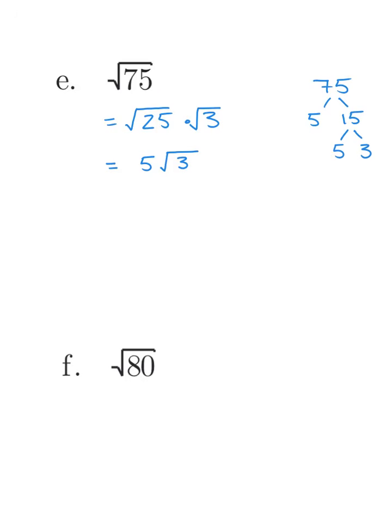So if we go with the prime factorization method, we are looking for perfect squares, which means I am looking for pairs of numbers. I have one pair of 5s. That is going to be what goes outside. My 5 goes outside. And we have 3 left over. That is the number that stays inside the square root. Either method, you should still get the same answer.